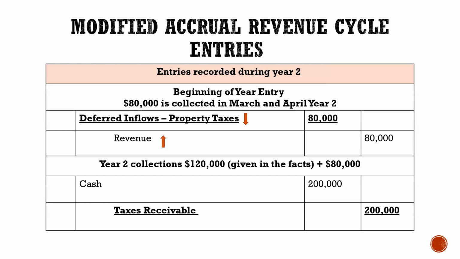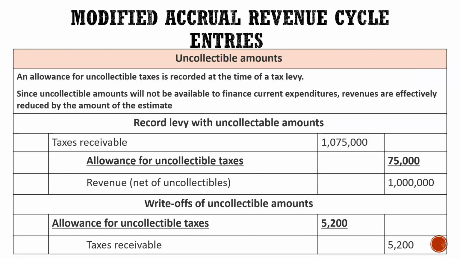Because while we did collect that $120,000, we considered it to be part of our revenue. We didn't actually collect it until year 2, right? So it's part of year 1 revenue, but it's part of year 2 cash, if that makes sense. So we are going to increase that cash by $200,000, and we're going to decrease our tax receivable by $200,000, and that would wipe that receivable account off the books for us.